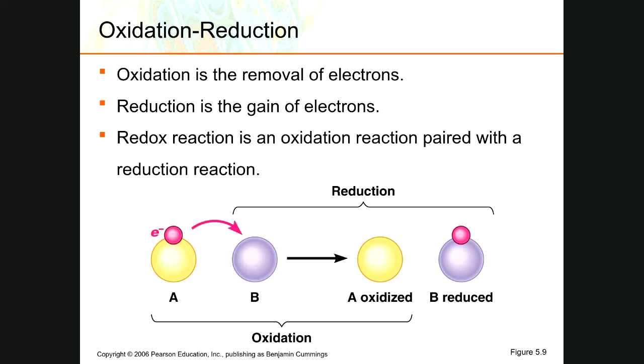So the one that I like is Leo, the lion, goes grr. So Leo is lose electrons oxidation, and grr is gain electrons reduction. And then there's oil rig. The chemists tend to prefer oil rig, but it's not as cute. So oil rig means oxidation is loss, reduction is gain. So you should never forget which one is which.